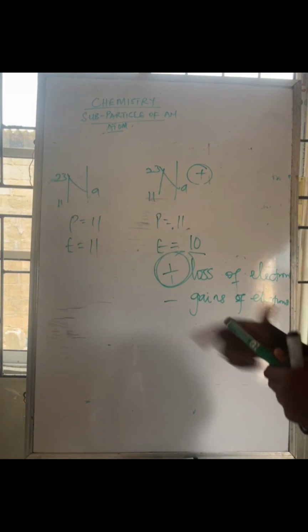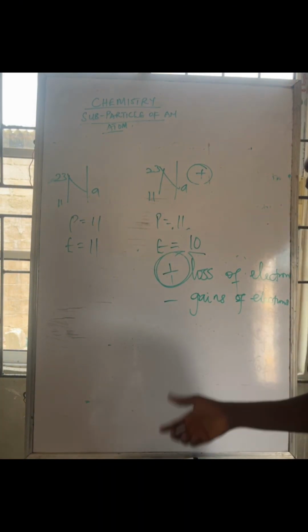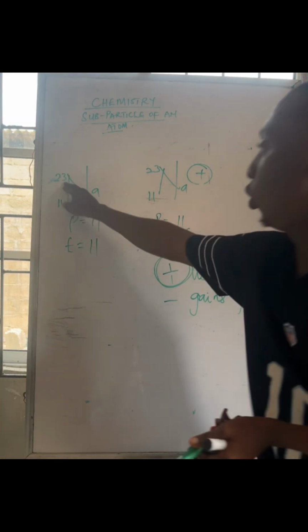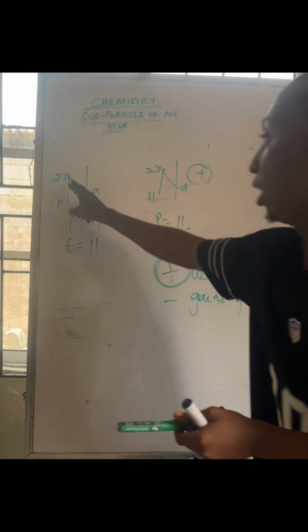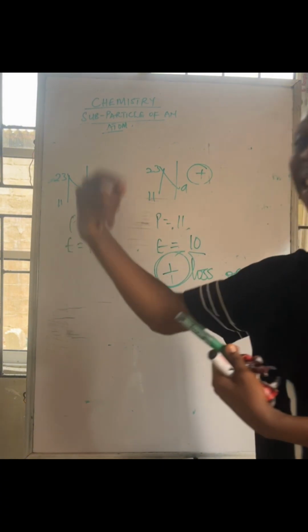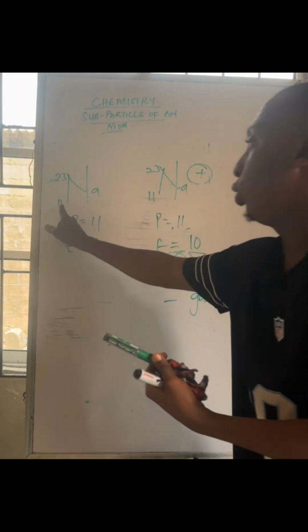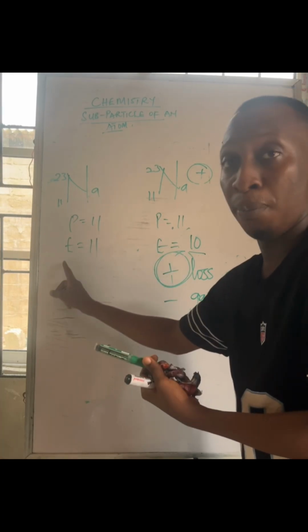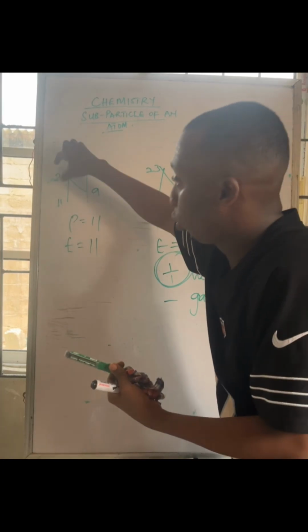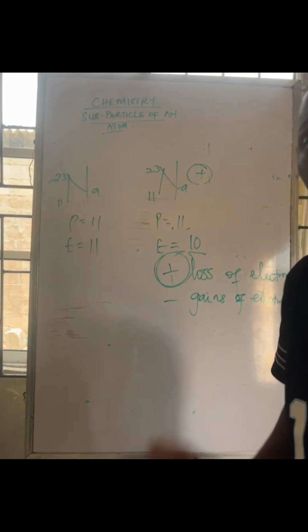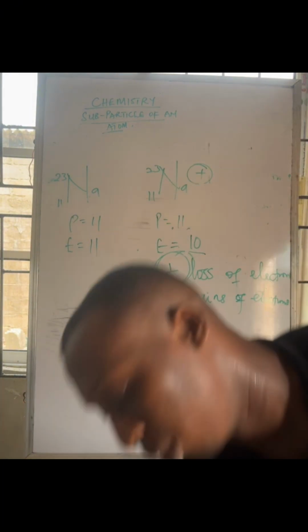Simple. Now, for the sake of the neutrons, simple. Don't forget, this is the mass number or the nucleon number. And nucleon number or mass number comprises protons and neutrons. Since you already know the number of protons to be 11, equally, the number of neutrons would be 23 minus 11, which is 12. That's not where I'm going to. Now, listen.